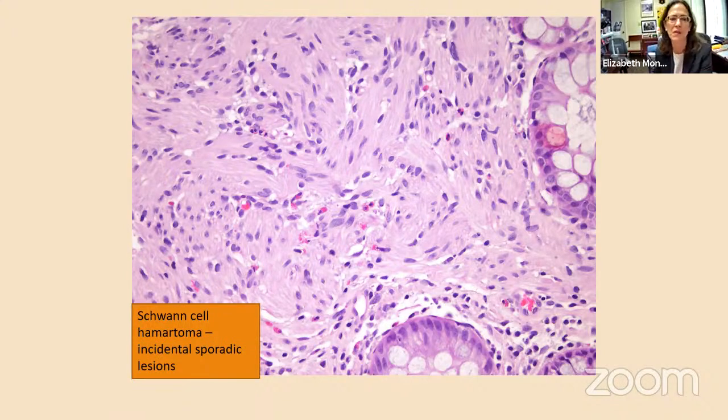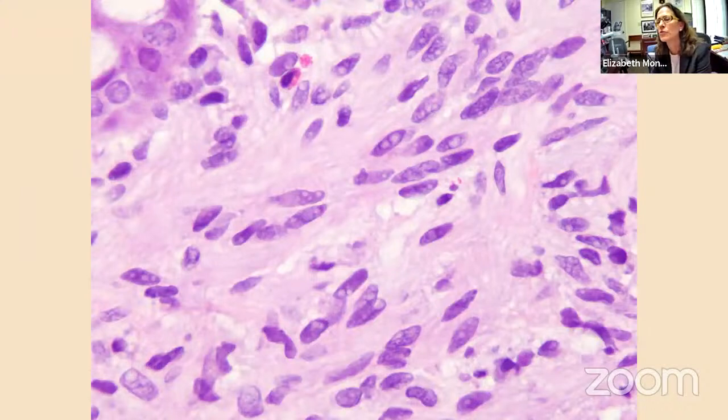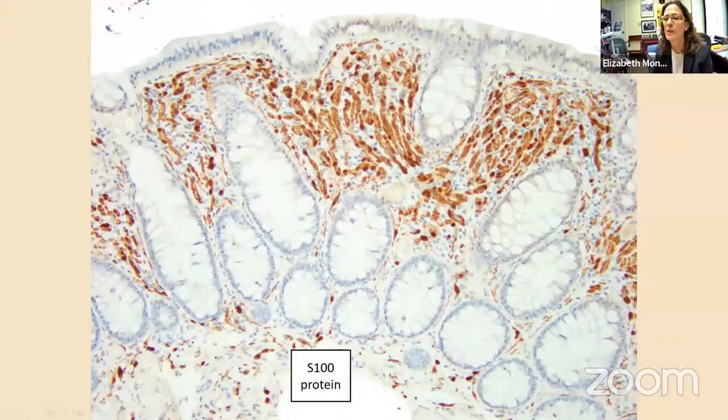I will tell you as an aside, once in a while, they're associated with Cowden syndrome or the PTEN hamartoma syndrome. But if you just see one, it's probably incidental. Here's super high magnification. You can see that they tend to have intranuclear inclusions, just like several other Schwannian tumors. And then you can see this sort of dense fibrillary cytoplasm that's pretty abundant. And of course, these do stain with S100 protein if you want a confirmation.